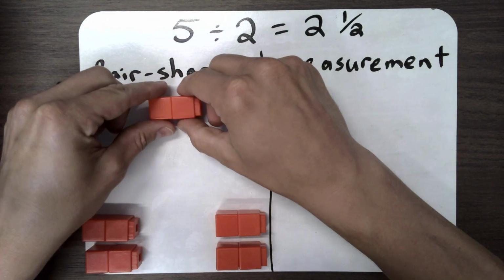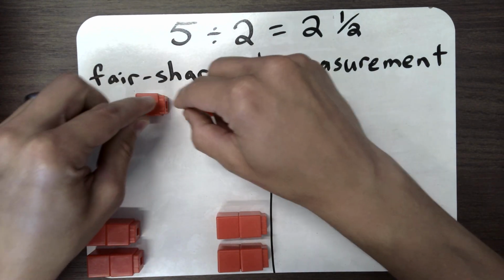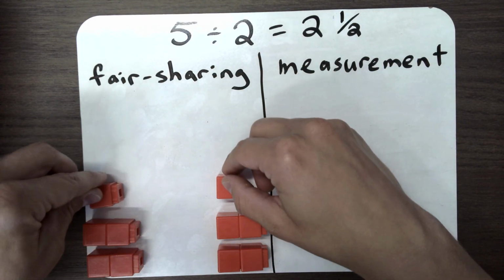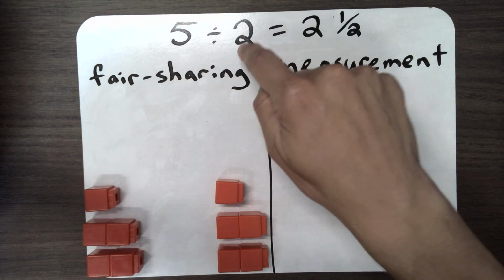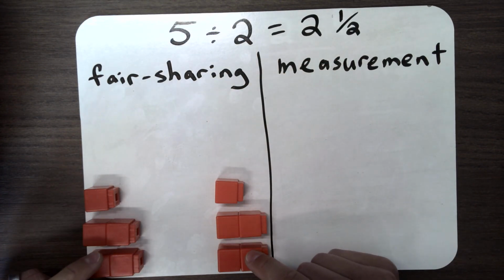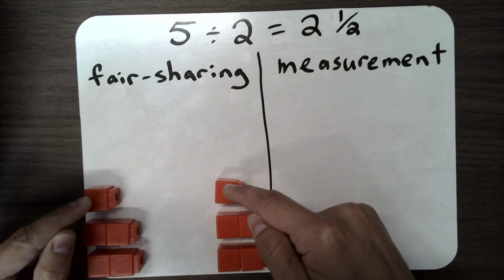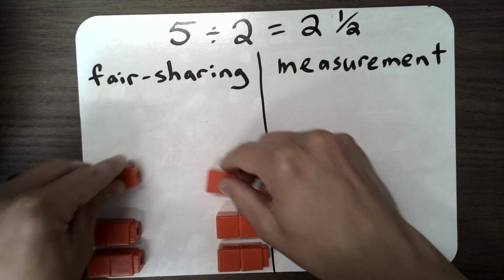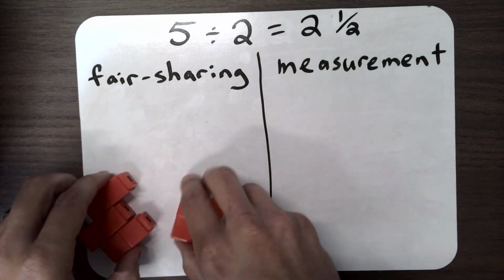So what we're going to do is break this in half, because then it'll be 2 equally sized parts, and we'll give each group one of those halves. Here we started with 5 divided into 2 groups, and we're looking at the size of each group. Each group has a size of 2 1/2 of these stacks or units. So I'll move these over.